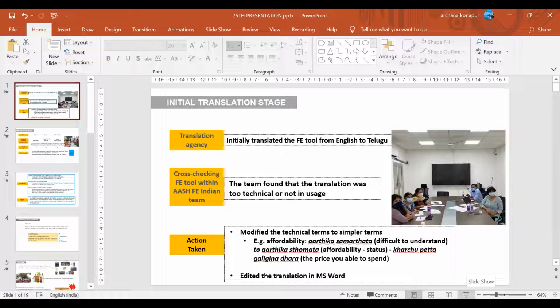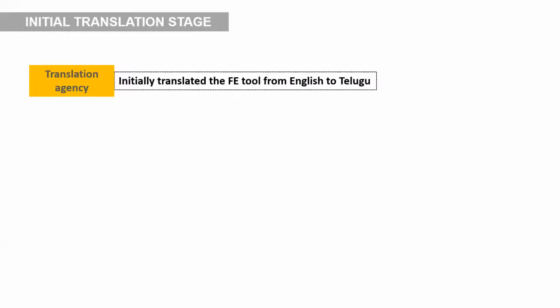I am Archana. Now we will be discussing the methodology of conducting the interview to test the food environment tool. As we all know, food environment is context specific. The first step in conducting cognitive testing of the tool is translating the questionnaire from English to Telugu. The Action Against Stunting Hub food environment team had developed this tool in English, which needs to be translated. So we initially translated the questionnaire from English to the local language, that is Telugu, via a translation agency.